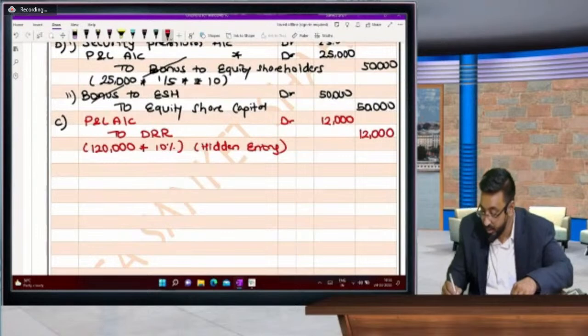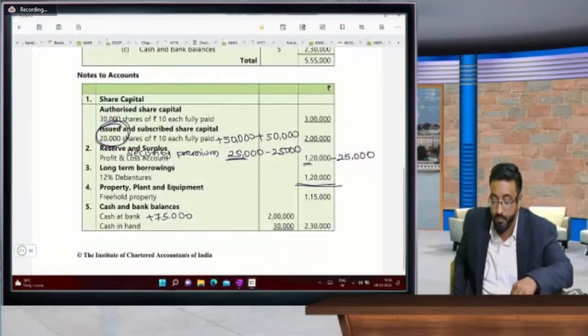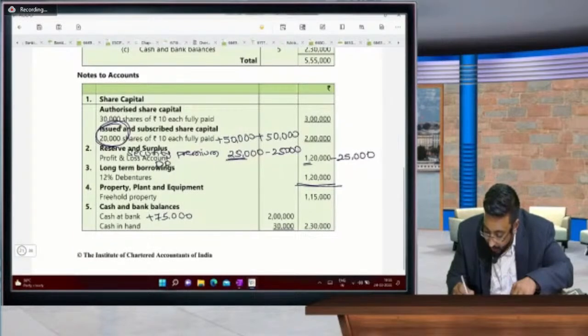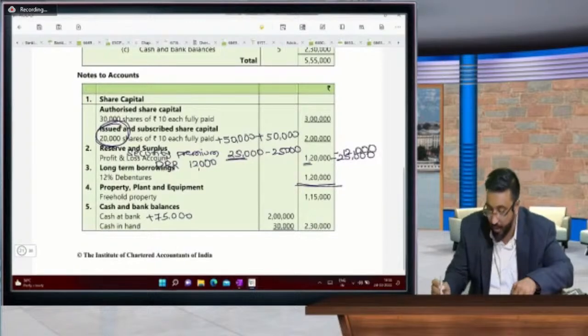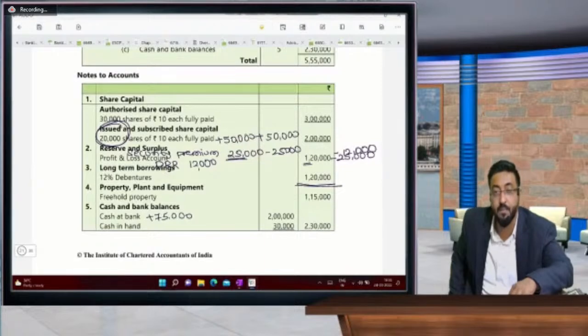Compulsory, as there is no DRR account, so it is expected by ICI that everyone knows this concept to create DRR. So hidden entry, DRR, how much? 12,000. And you will reduce from P&L 12,000. 12,000 credited to DRR account.